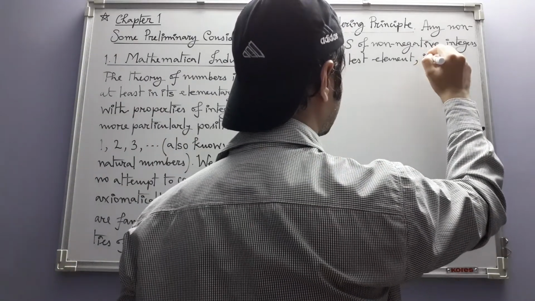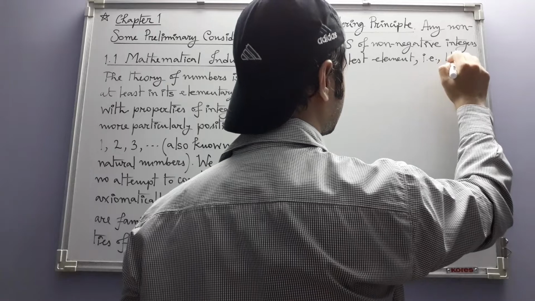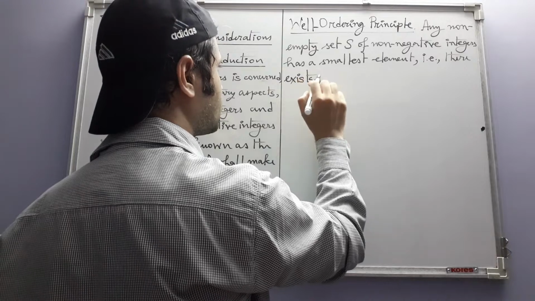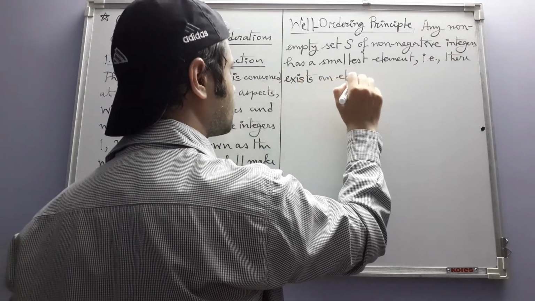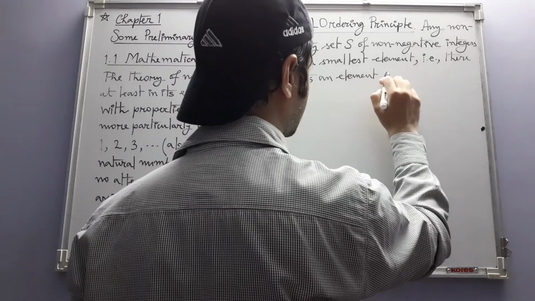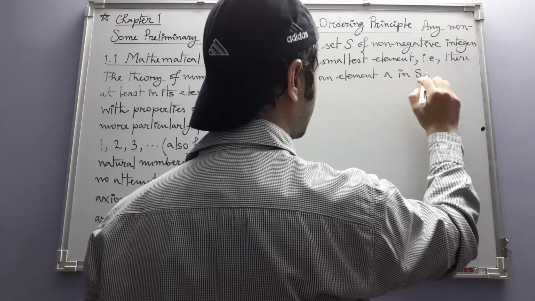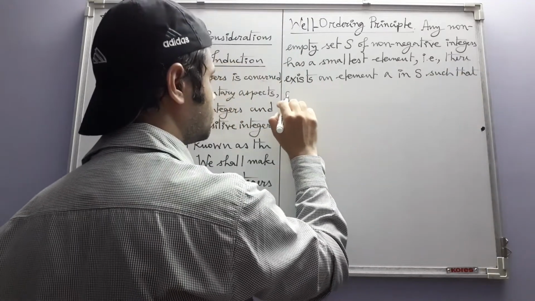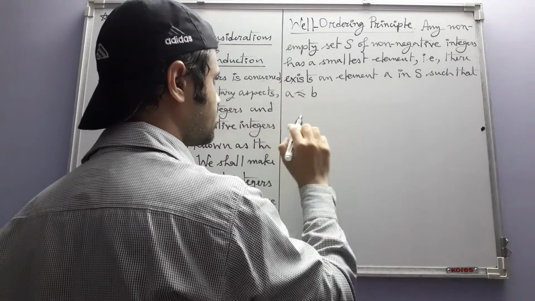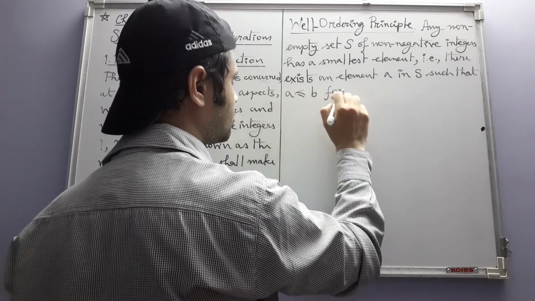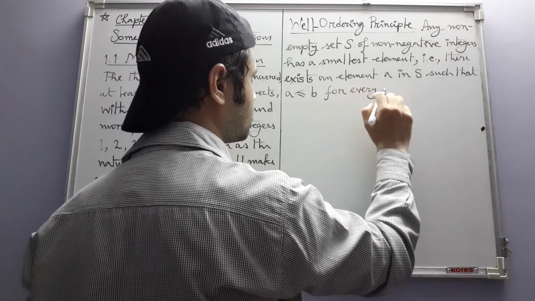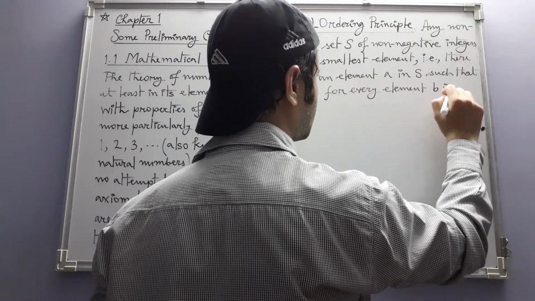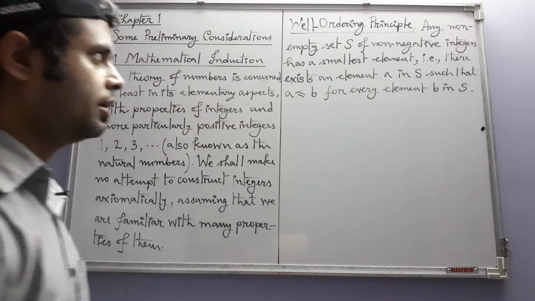That is, there exists an element A in S such that A is less than or equal to B for every element B in S.